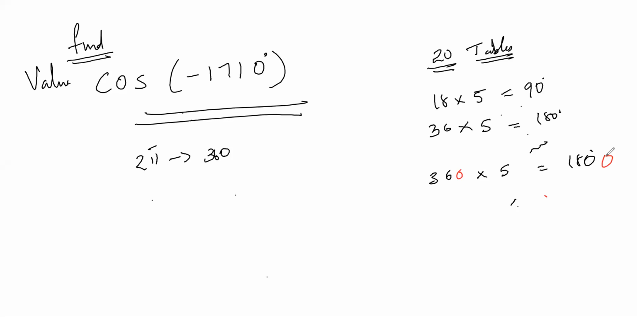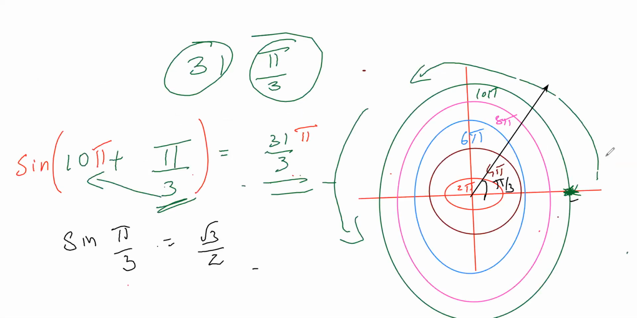Is this thing correct? If I'm just adding a 0, 360 into 5 is what? 1800. Which is nothing but 5 times 360. So what I just taught in the last diagram, this angle pi by 3. This pi by 3, so this is stopping after what? 10 pi is this particular thing.